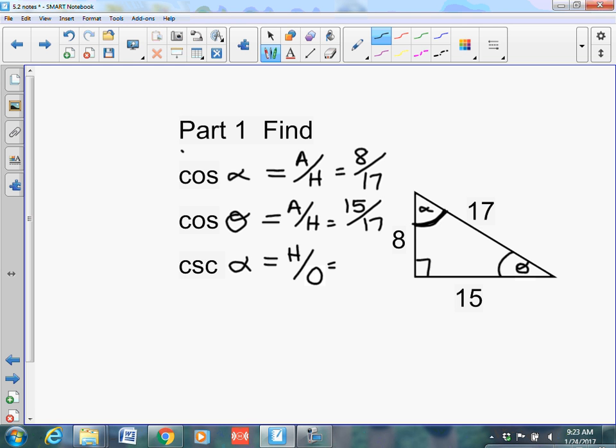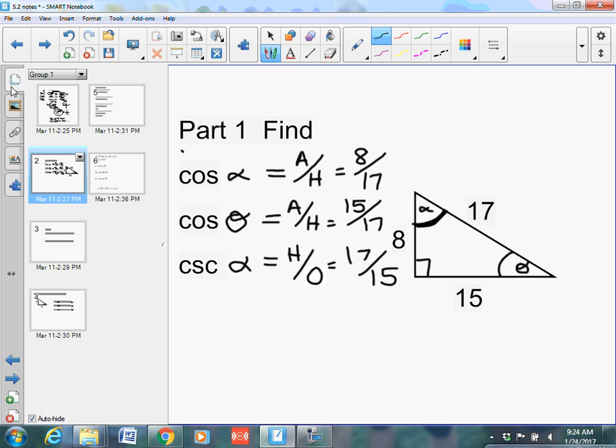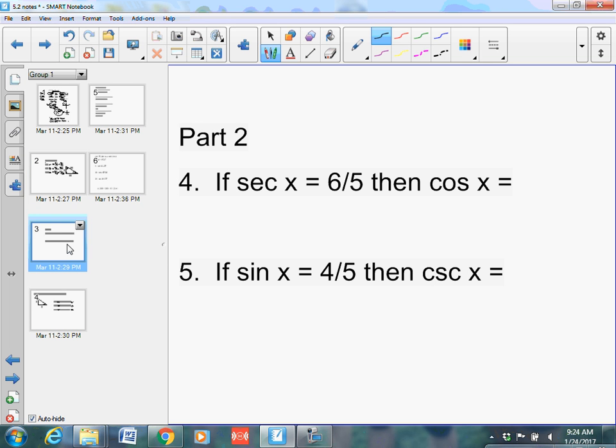And now the cosecant of which angle are we talking about in this problem? Alpha. We need to go back to alpha. We need to know what the hypotenuse is. What's the hypotenuse of the picture? 17. What's the opposite of alpha? 15. Final answers. It's going to get harder and harder. Wow, they gave you all the information on the triangle. What do you think the next section's going to be? Not all the information on the triangle, right? I think that's what we're doing in part 2. Let's do the next part.